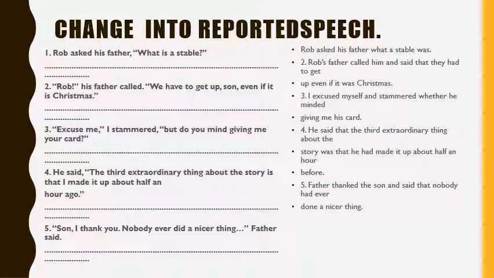Here are some more examples. Rob asked his father, "What is a stable?" Is becomes was, and you also have to change the order. Rob asked his father what a stable was. When you make a question into a reported sentence, you have to change the word order. What is a stable becomes what a stable was.